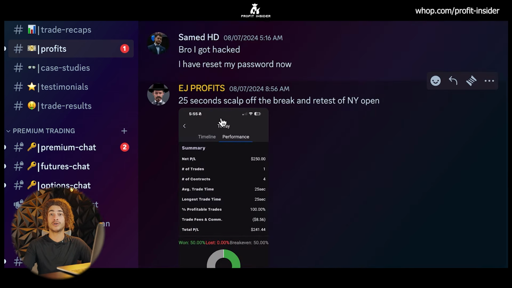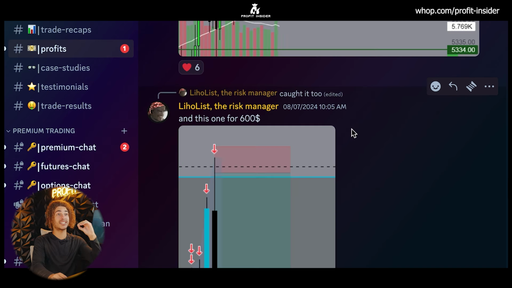My man EJ made $250 in 25 seconds following my futures game plan. That's one of the nice things about futures, guys, is you can catch quick moves and you can make a lot of money really fast. My man Leo caught the exact same trade that I did that day and he made $600.